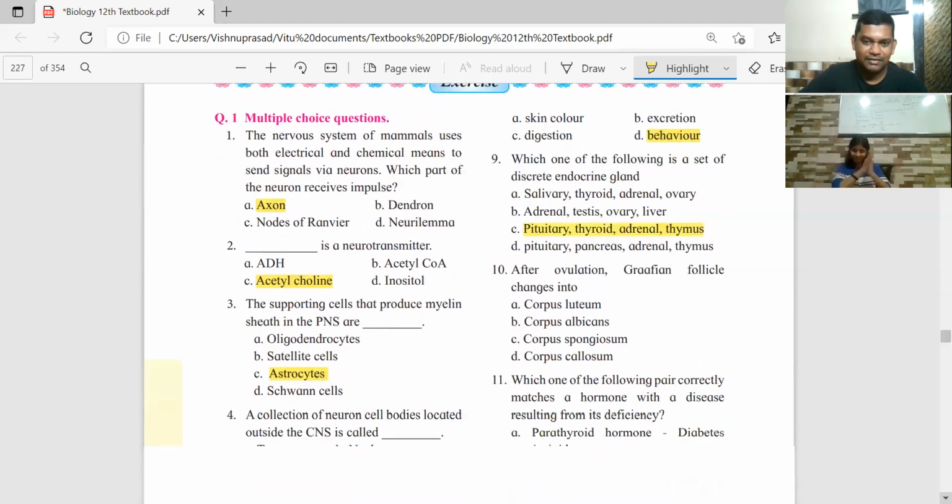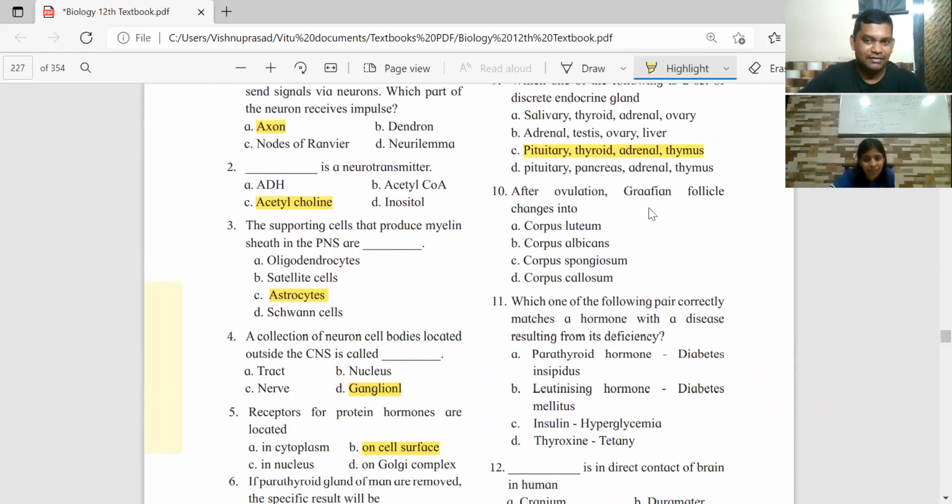Okay, correct. Next. After ovulation, Graafian follicle changes into... A corpus spongiosum, corpus luteum. What's the answer? Callosum? It is corpus luteum. Wait, I'm confused. Graafian follicle will rupture, release the ovum, and the remaining part will turn into corpus luteum. Corpus luteum.